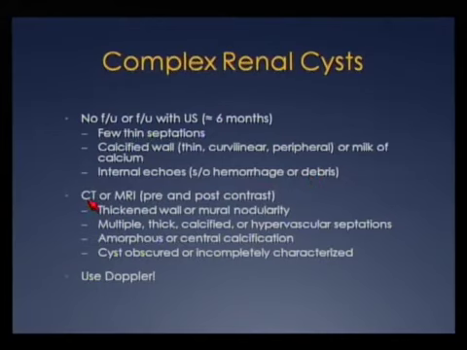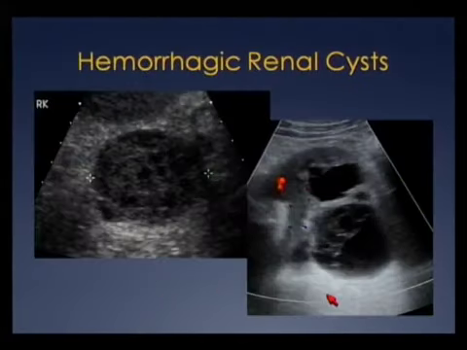However, you should consider doing CT or MRI pre and post contrast for cysts that have a thickened wall or mural nodularity, multiple thick, calcified, or hypervascular septations, amorphous or central calcification, or if you just simply can't characterize it in any way, you can't see it completely. And remember, always use Doppler to characterize lesions.